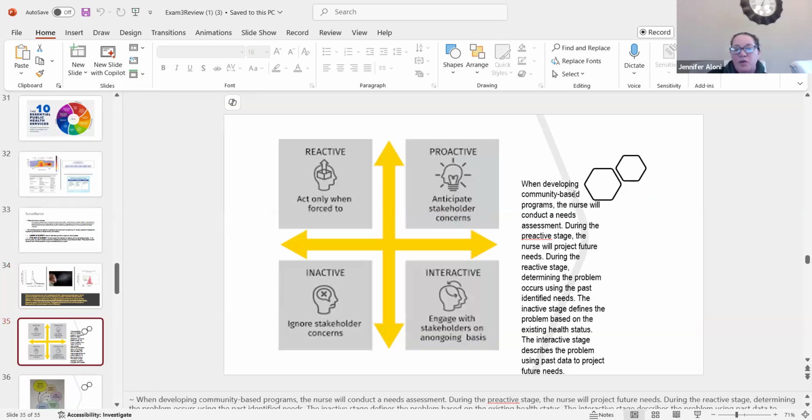When developing a community-based program, nurses need to conduct a needs assessment. We're going to have to look at the pre-active stage. The nurse will project future needs. During the reactive stage, they're going to determine the problem that occurred using the past. And in the inactive stage, they're going to define the problem based on the existing health status. The interactive stage is when we use past data to project future needs. So that's going to be interactive. The past and the present come together.